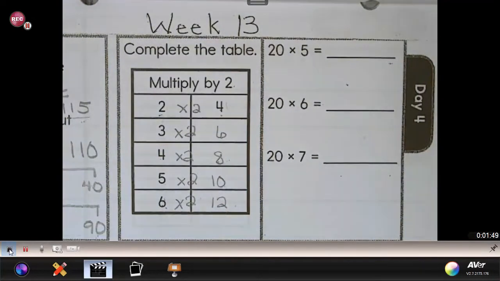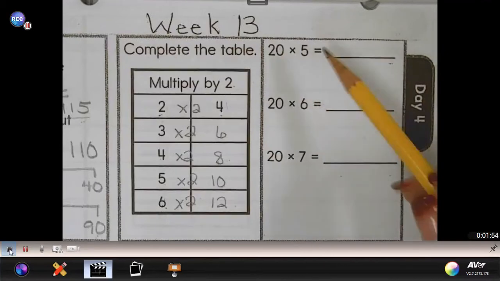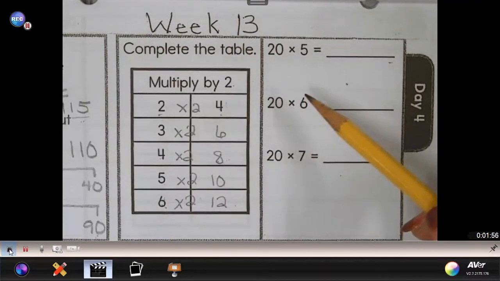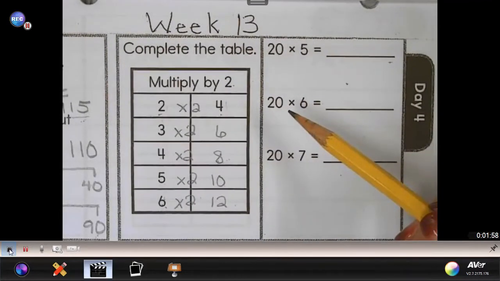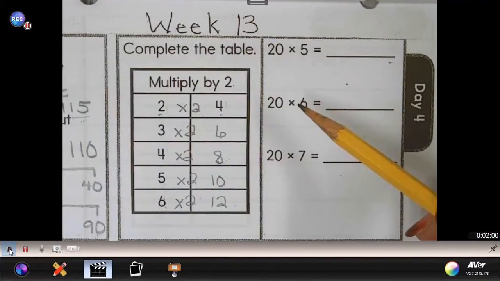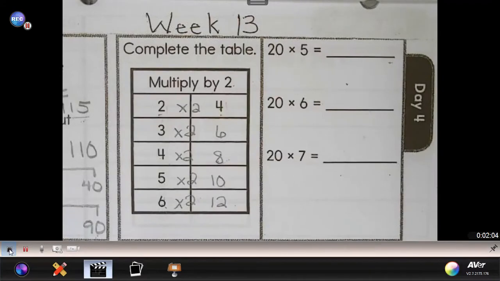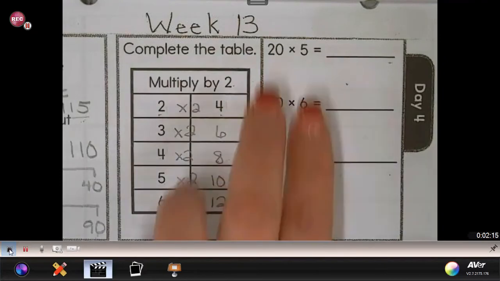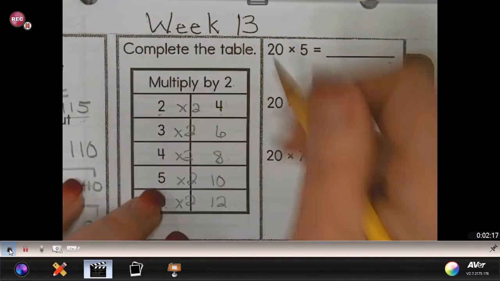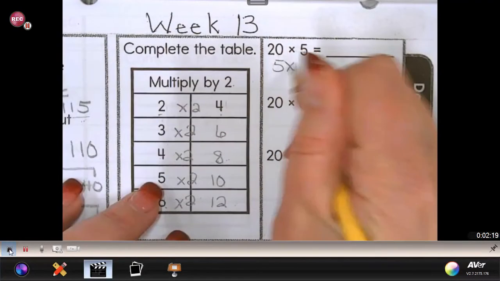Our next set of problems are an equation that we haven't really gotten to this standard yet, but it's similar to what we've already been working with on our multiplication facts. So I'm going to use some base 10 blocks here to demonstrate this for you. I have 20 groups of 5, or if I switch the factors and use my commutative property and switch the order, I could also solve this by saying 5 groups of 20.